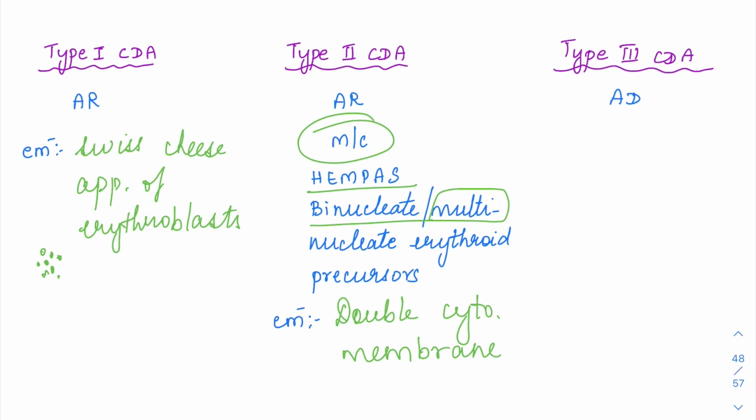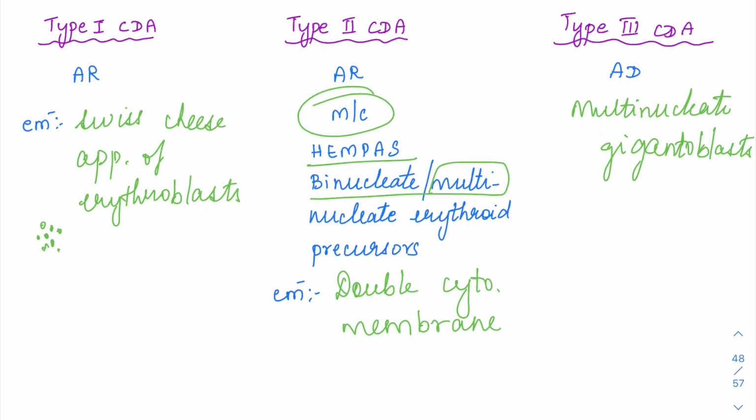So under type 3 CDA, which is an autosomal dominant condition, here it is going to have multinucleate gigantoblasts, right? Multinuclearity can be seen both in type 2 and type 3, but in type 3, it is going to be gigantoblasts, very big erythroblast cells. So these three things can be direct one-liners here again.